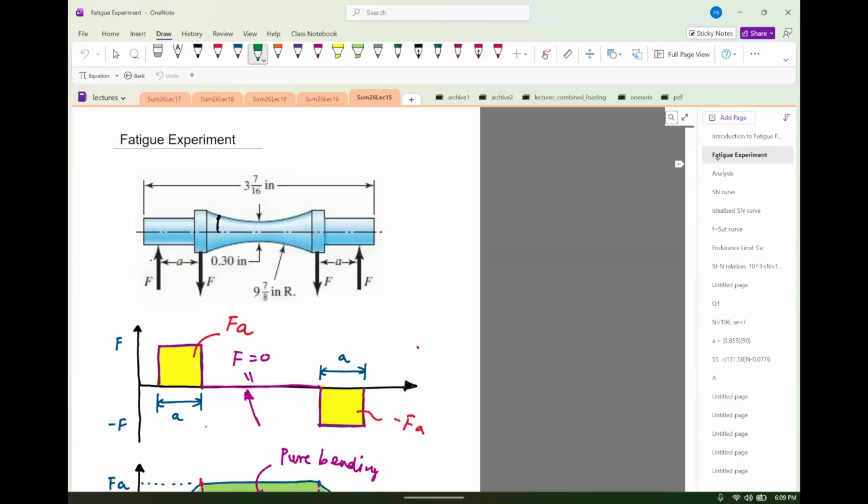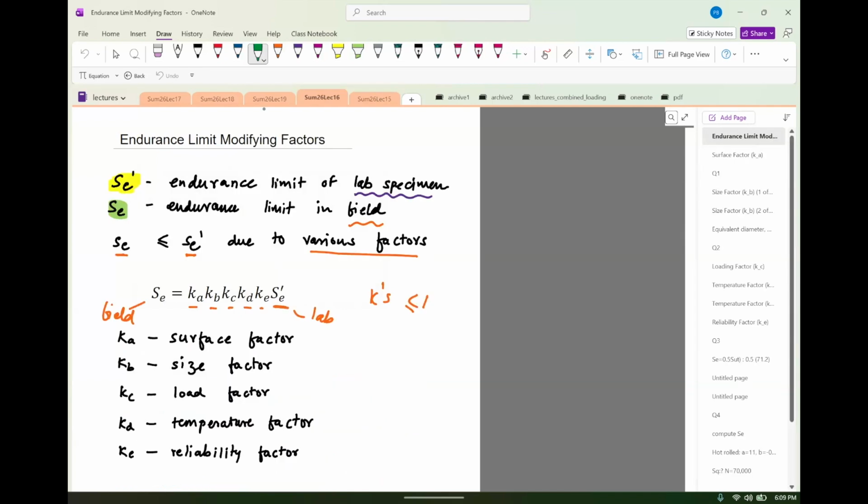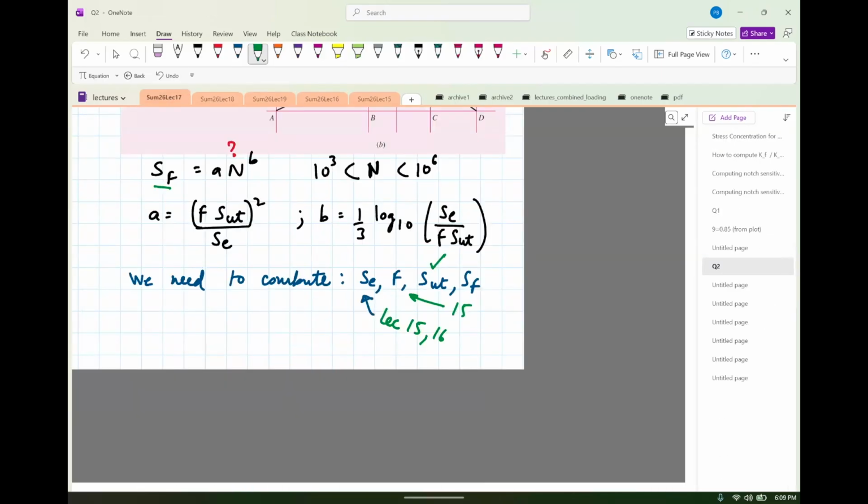So this experiment, if you do the fatigue experiment in the lab, you'll get SE prime, and then you need to go through all these factors to compute SE. So what I could write here is this depends on F and SE prime. Once you have these two from lecture 15, you can then compute. So this should be lecture 16. And so that's for 15.